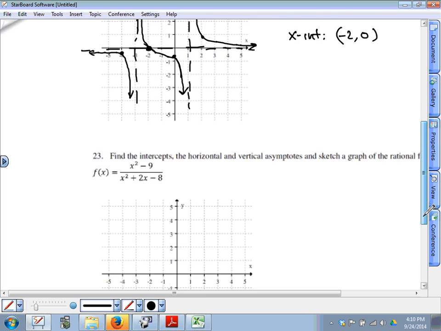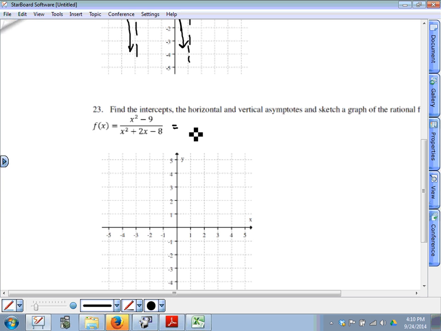Okay, 23, last one. It's going to be much easier to consider this in factored form: x minus 3 times x plus 3, and then the denominator is x plus 4 times x minus 2. So, same steps. The vertical asymptotes are the domain restrictions in the denominator, so we have one at x equals -4 and x equals 2.